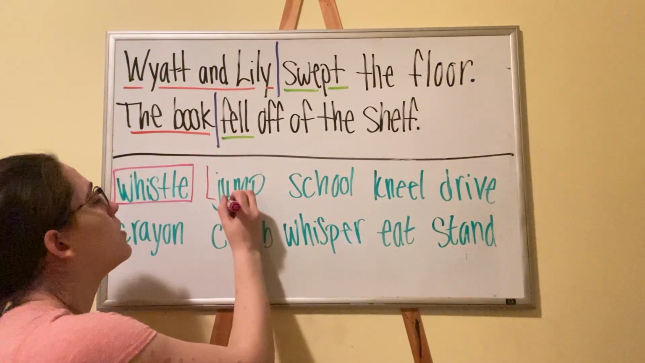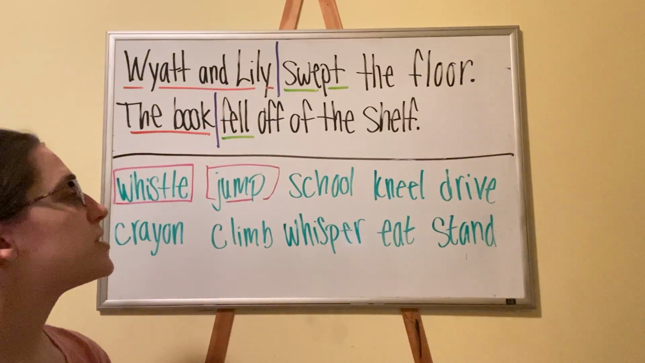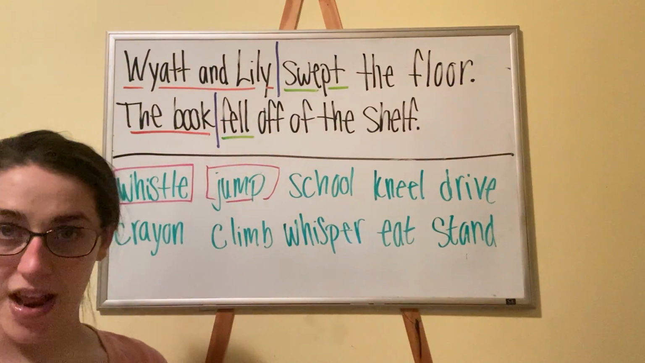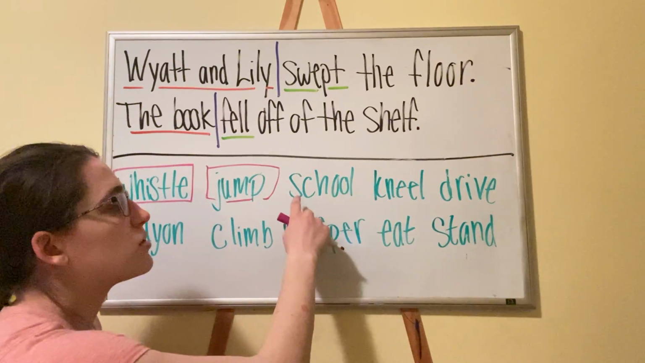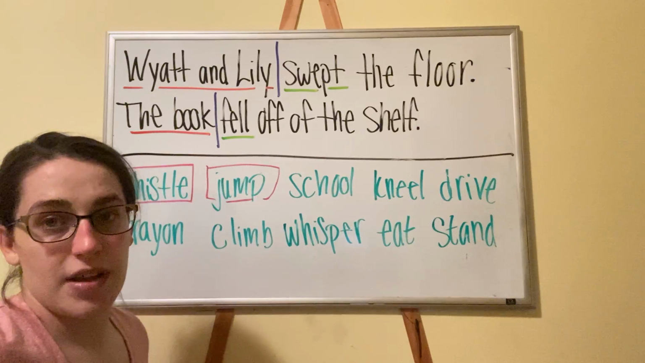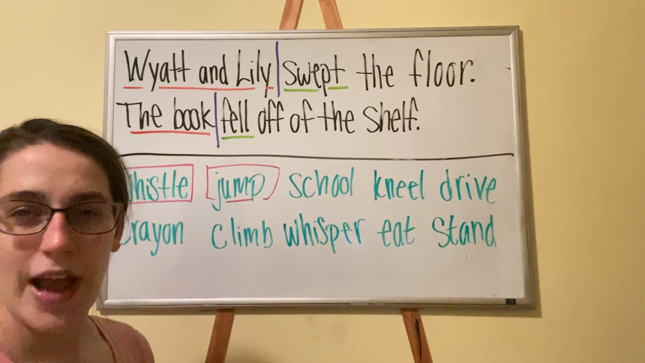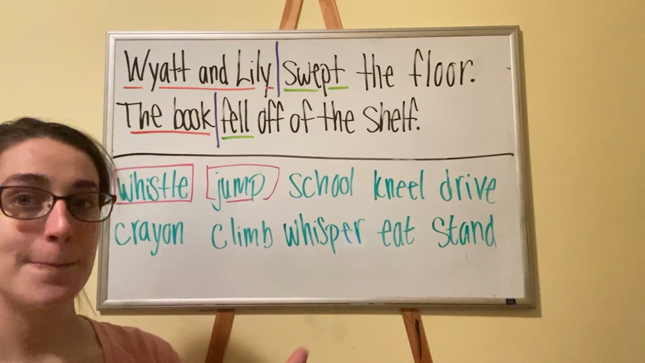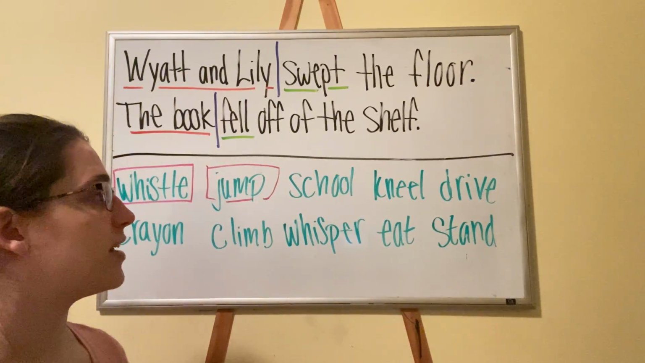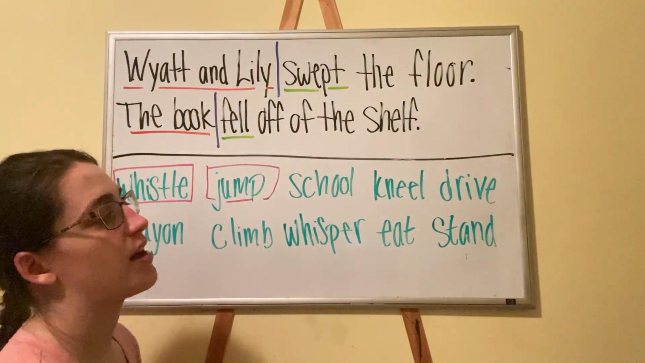Jump is another verb. Jump is something that can be done. It is an action. School is not a verb. In fact, school is a what? I hope you said that it's a noun. School is a noun because it is a place. Yep, so school is not a verb. It is in fact a noun.